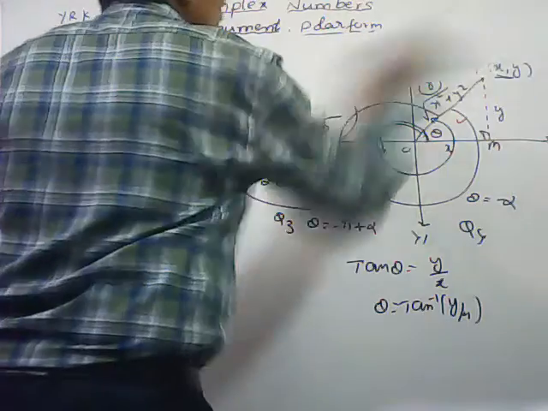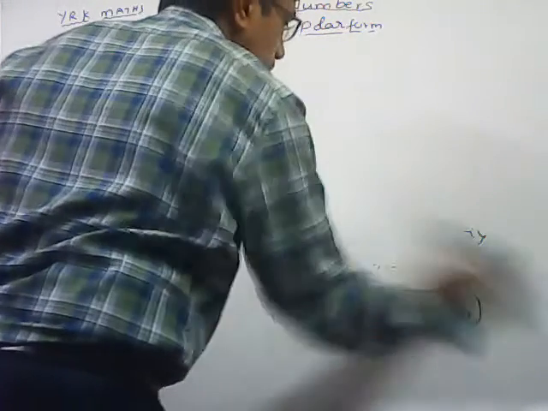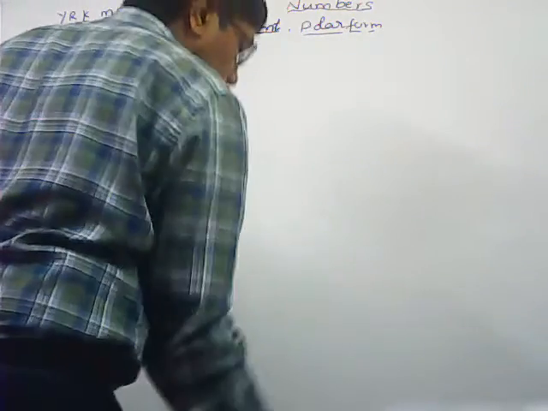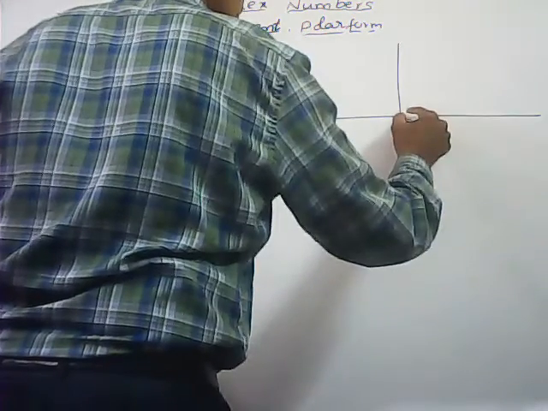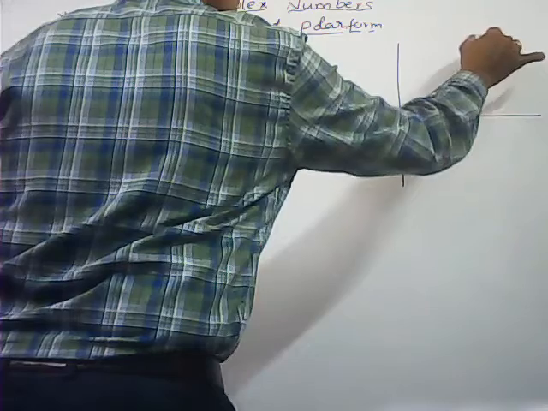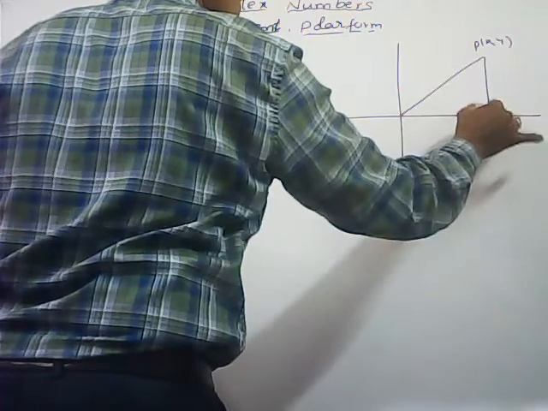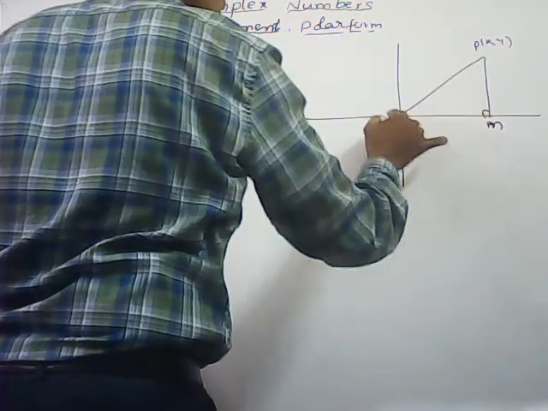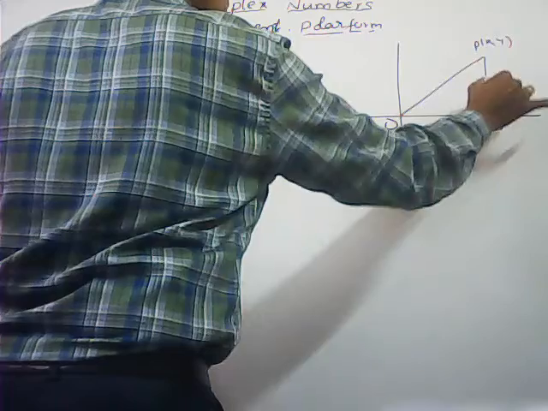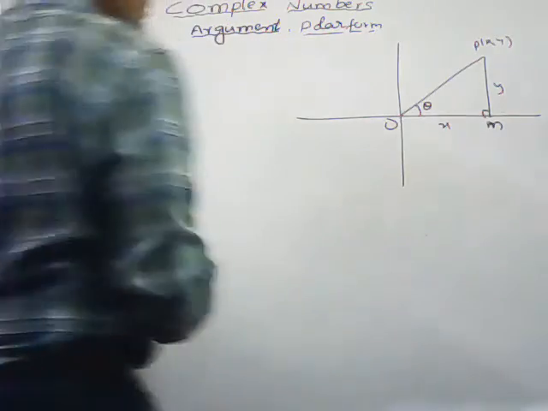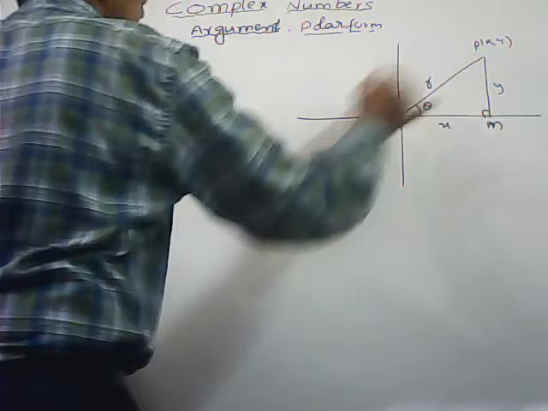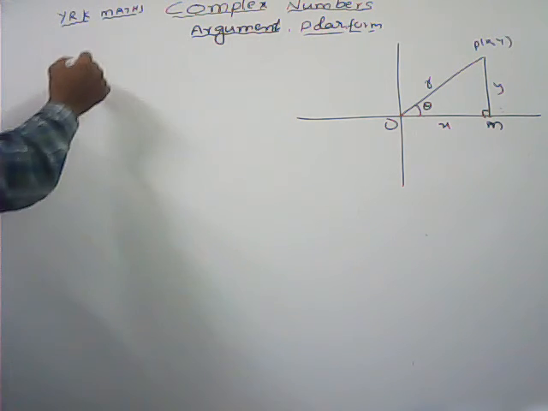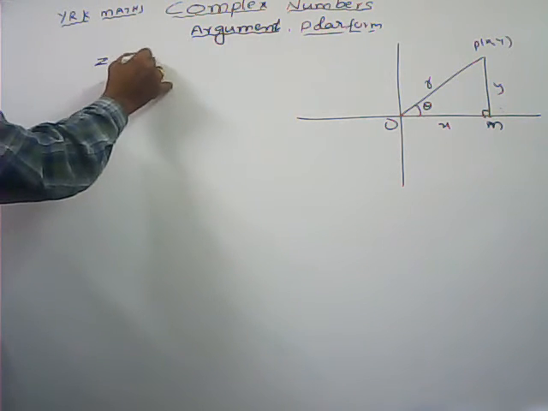Here we can also write the polar form. How to write the polar form? If I take any complex number P(x, y) and draw the perpendicular to the x-axis, this is length x, this is length y, and this is the argument of the complex number, the principal value of the argument. This is r, where r is the modulus of z, and z is equal to x plus iy.